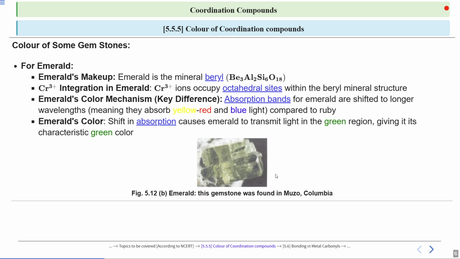So you can see this is the image, which is figure 5.12 of an emerald. This gemstone was found in Muzo, Colombia. So in Colombia, this gemstone was found, and you can clearly see it is green in color. It is giving us its characteristic green color after absorbing the light from the shifted absorption bands to the longer wavelengths, right?